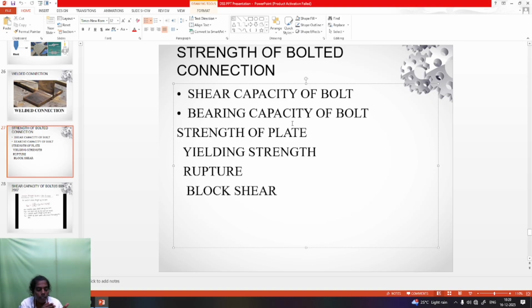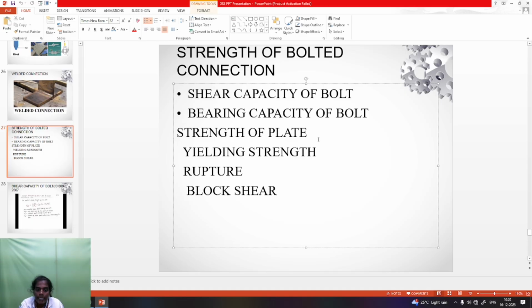Second one is the plate and bolt joint. The joint means the plate and bolt connection. When the joint occurs, the plate has three types of failure: yielding, rupture, and block shear. To resist these three types of failure, you calculate the yielding strength, rupture strength and block shear, as considered in IS 800 2007.